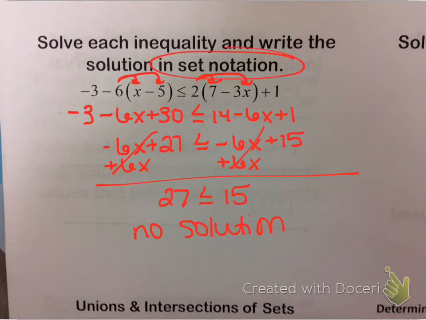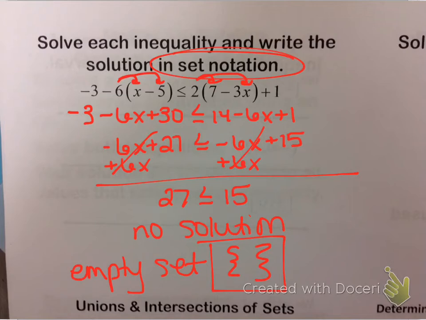Now in set notation, what that means is that we have no answers. So the solution set would be the empty set, which we saw briefly last week. It's just the little set brackets with nothing in it. Okay, so that is our solution set, the empty set.